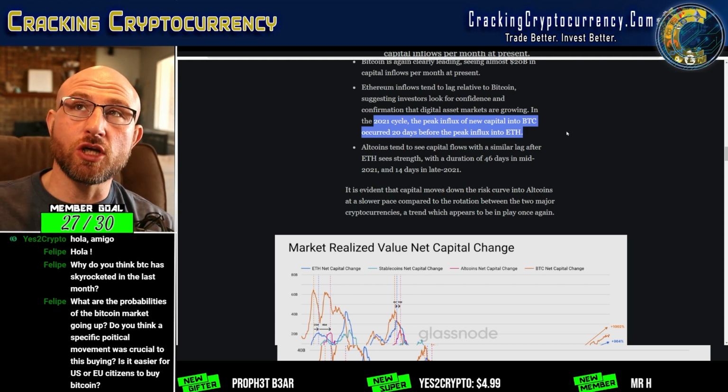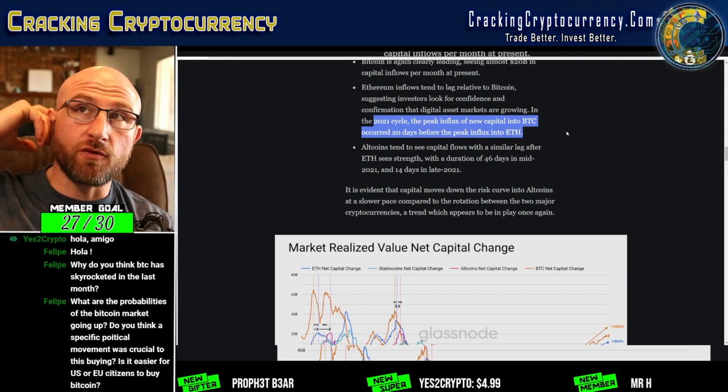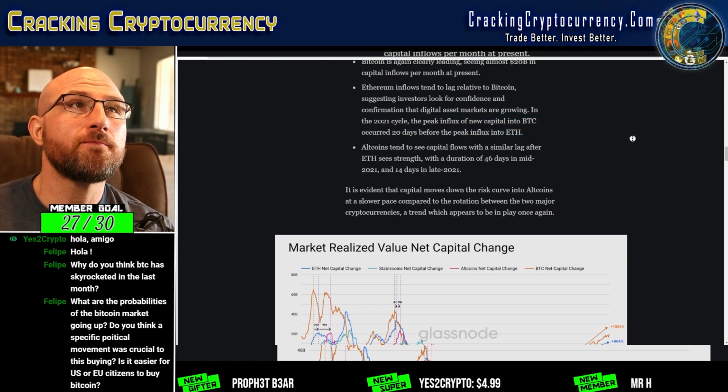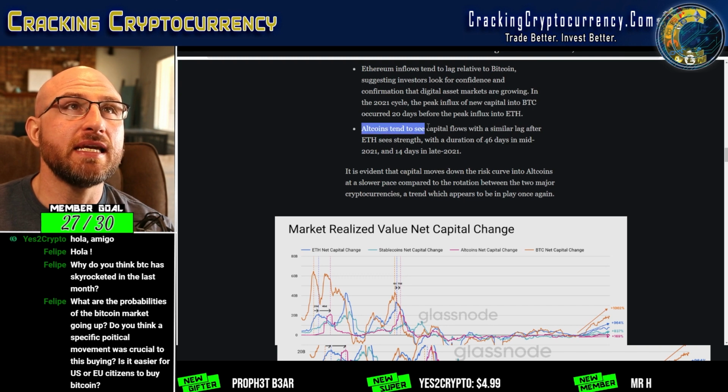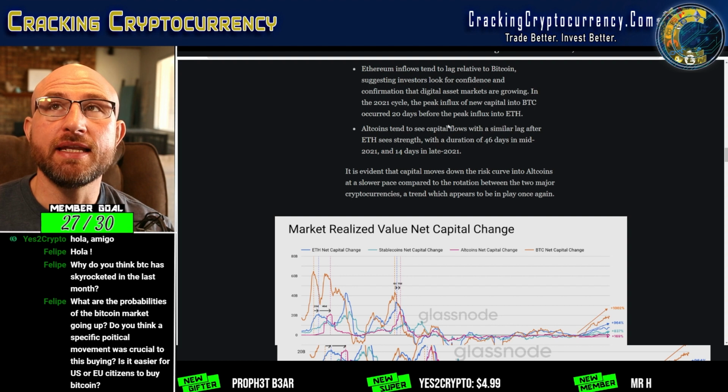So basically saying that we saw the blow off top 20 days before the blow off top for Ethereum. Okay. And altcoins tend to see capital flows with a similar lag after Ethereum sees strength, with a duration of 46 days in mid 2021 and 14 days in late 2021. So it is laying out this cycle of explosive tops where we see Bitcoin peak first, and then about 20 days later, Ethereum peaks, and then about 46 days in 2021. So again, about 5 weeks in 2021 and about 2 weeks in late 2021, we saw altcoins peak as well.